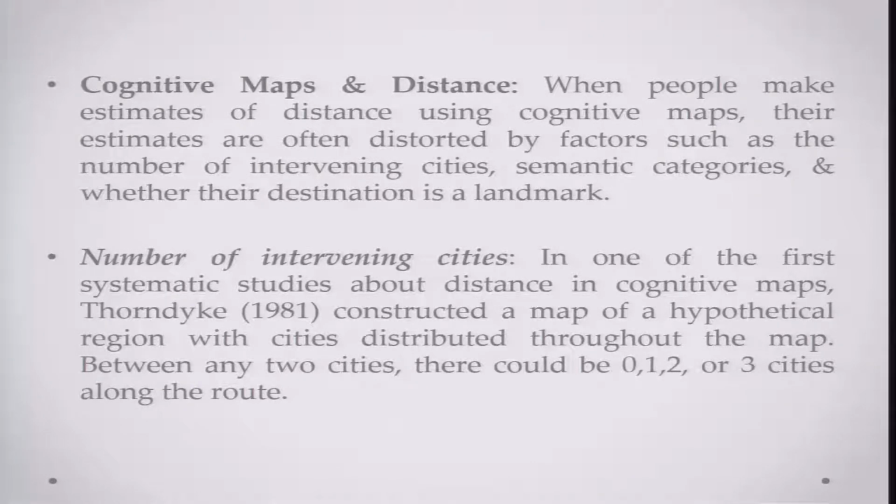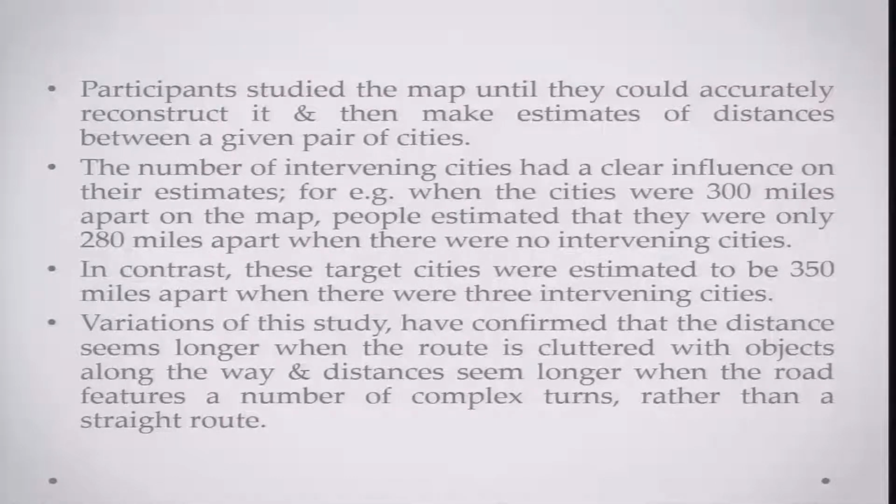In one of the first systematic studies about distance traversing in cognitive maps, Thorndike, back in 1981, constructed a map of a hypothetical region wherein the cities were distributed throughout the map. Thorndike asked participants to estimate the time that would be taken to travel from point A to point B. The distance between the two cities could be filled by 1, 2, or 3 cities, or there would be no cities at all in some cases. Participants studied this map until they could almost accurately reconstruct it, so they had completely memorized it.